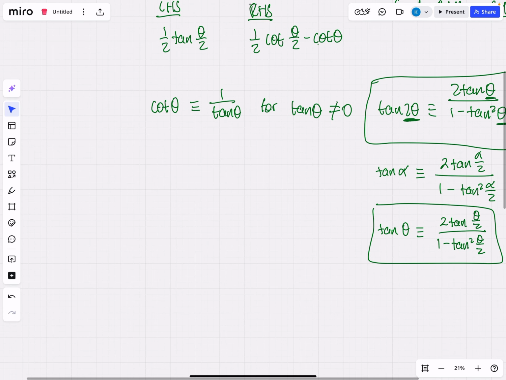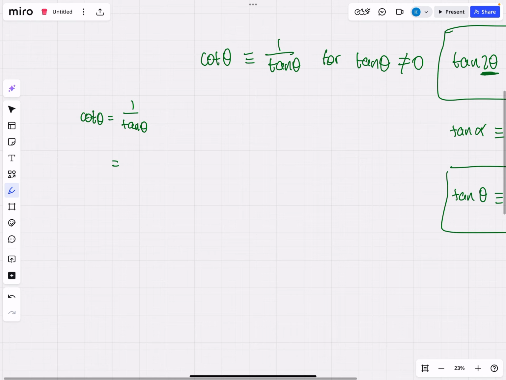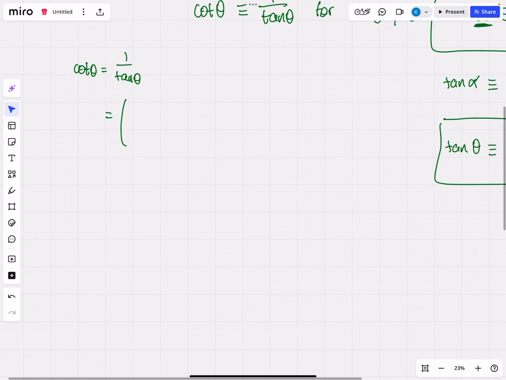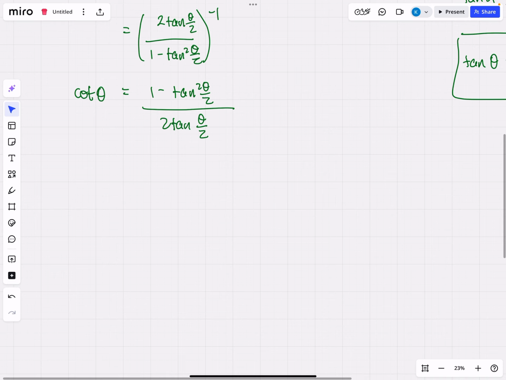Okay, so let's get straight into it. Cot theta is equal to 1 over tan theta. Which means cot theta is equal to, now using this result over here, 2 tan theta over 2 over 1 minus tan squared theta over 2, to the power minus 1, because it's 1 over that. So that's 1 minus tan squared theta over 2, over 2 tan theta over 2. Okay, this is going to come in handy. So let's prove the left-hand side equals the right-hand side.